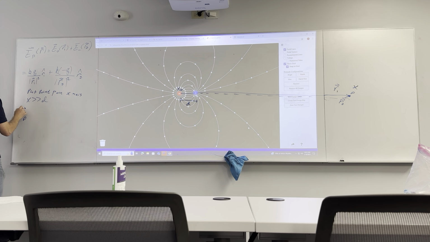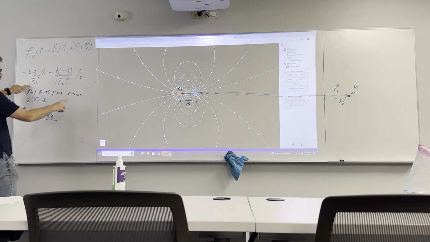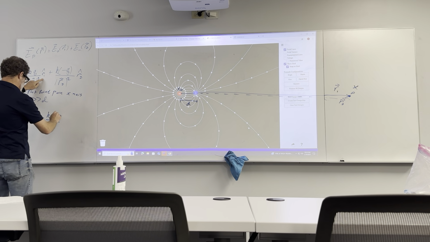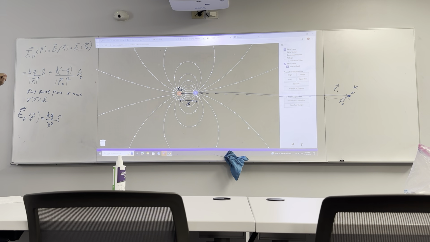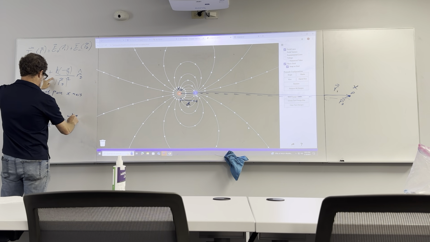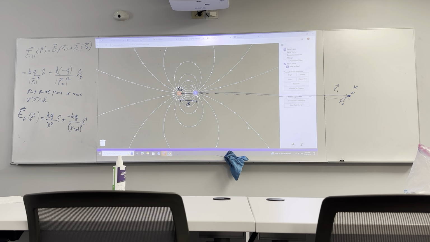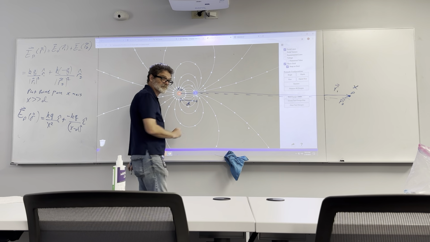So E of P, function of R, is going to be K, Q over, well, from R1 it's going to be x squared, right? Times R1, which is I hat. You guys with me? Plus, this is going to be a negative KQ. And this is going to be x minus D squared, but it's also in the I hat direction. Right? Because it's a little bit closer. Not much, but it's a little bit closer. Right?